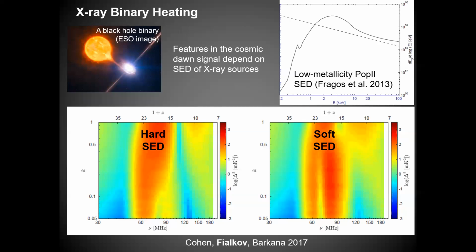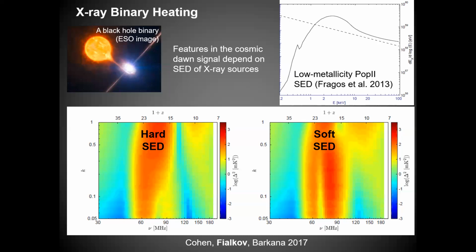Okay, so this is a bit technical. This shows fluctuations in the 21 centimeter signal as a function of time on the horizontal axis and also spatial scale on the vertical axis. So this is 2D information that we can learn, both scales and time, using interferometers such as HERA or the SKA. And this shows the difference in this 2D power spectrum for different X-ray properties.